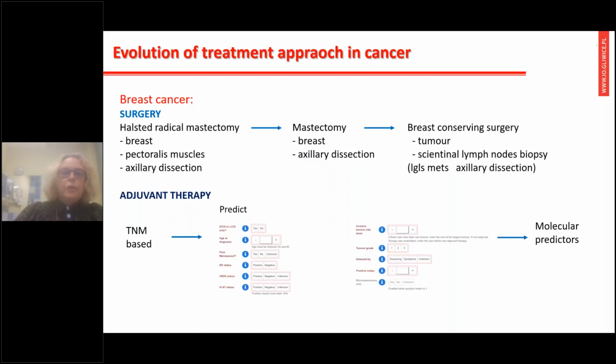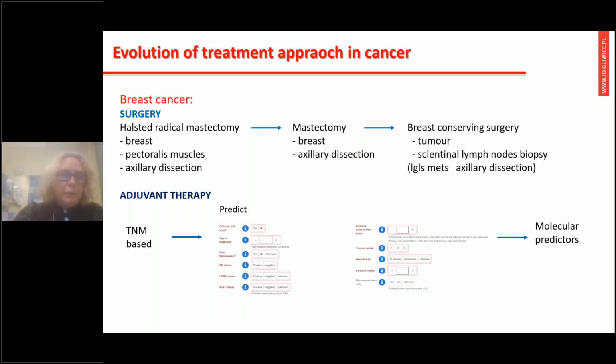I would like to show how it influenced breast cancer. At the beginning, it was a very radical approach with breast removal, removal of the pectoralis muscle and axillary dissection. Then, when we had a better knowledge of the prognosis in the patient, there was mastectomy with breast removal and axillary dissection. And nowadays, with the available tools for diagnosis, in appropriately selected tumors we can do breast conserving surgery. And instead of axillary dissection, we do sentinel lymph node biopsy, and axillary dissection is only done if there are metastases.